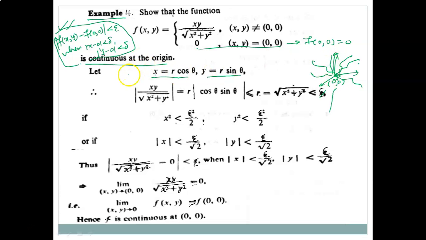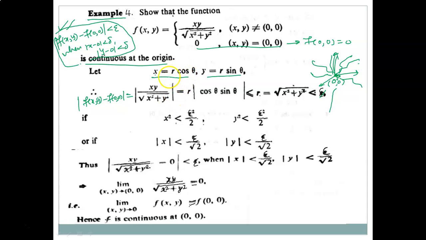Fine. So what is the meaning of this f of x, y minus f of 0? We proceed like this: |f(x, y) − f(0, 0)|. You know f of x, y is this, and when (x, y) equals (0, 0), the value is 0. So you substitute this value from here, and f of 0, 0 is 0. You write it like this.